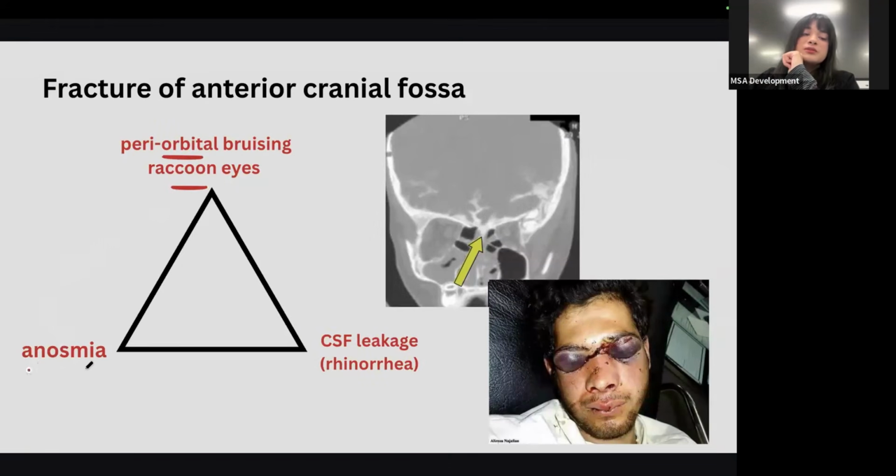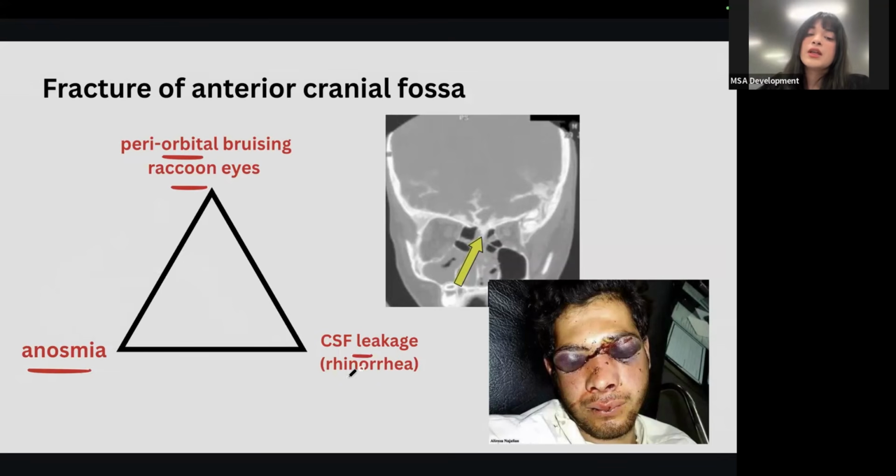Then you're going to get anosmia. If the cribriform plate is fractured in this anterior cranial fossa fracture, then all the cranial nerve number 1 fibers, which were the olfactory fibers, are going to fracture as well. They're going to rupture. And that is going to cause anosmia, so you can't smell stuff anymore.